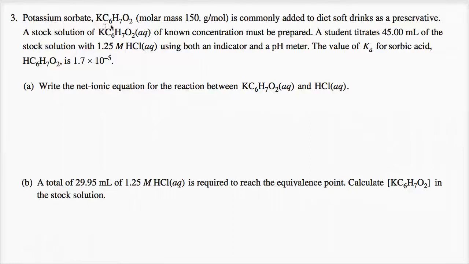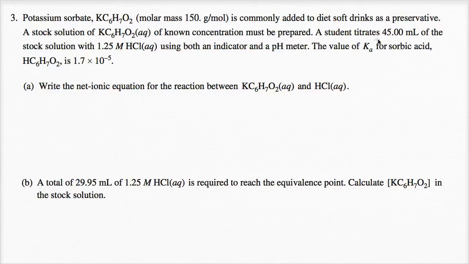Potassium sorbate, and they give us its formula right over here, has a molar mass of 150. grams per mole. They put this decimal here to show us that these are actually 3 significant figures, even the 0 is a significant digit here. It is commonly added to diet soft drinks as a preservative. A stock solution of potassium sorbate, an aqueous solution, of known concentration must be prepared.